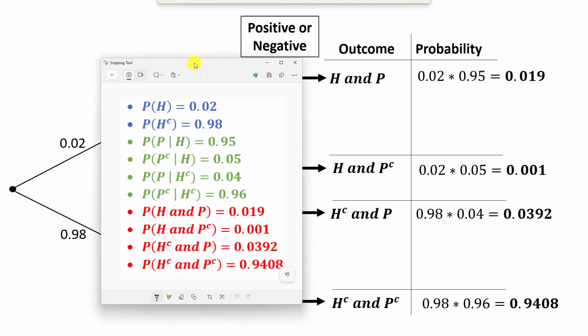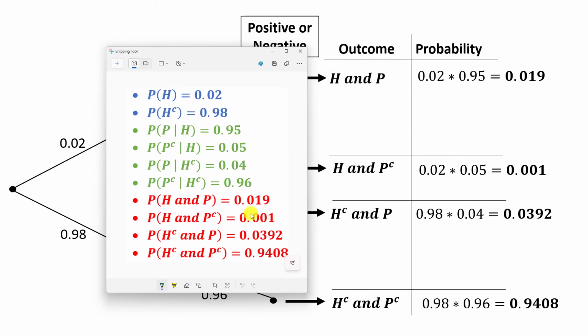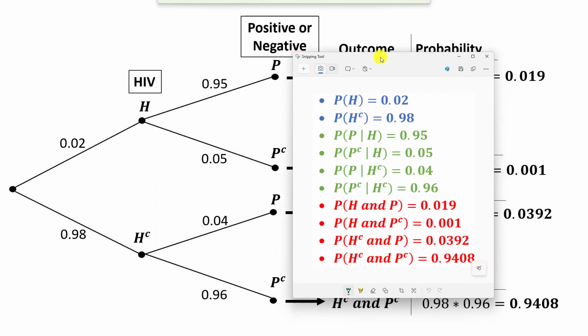And then finally, we have the final outcomes, which are H and P complement, H complement and P complement, which are all of the ones over here. So we have found quite a few different probabilities, but these are not all of the probabilities. Which ones are we missing here?